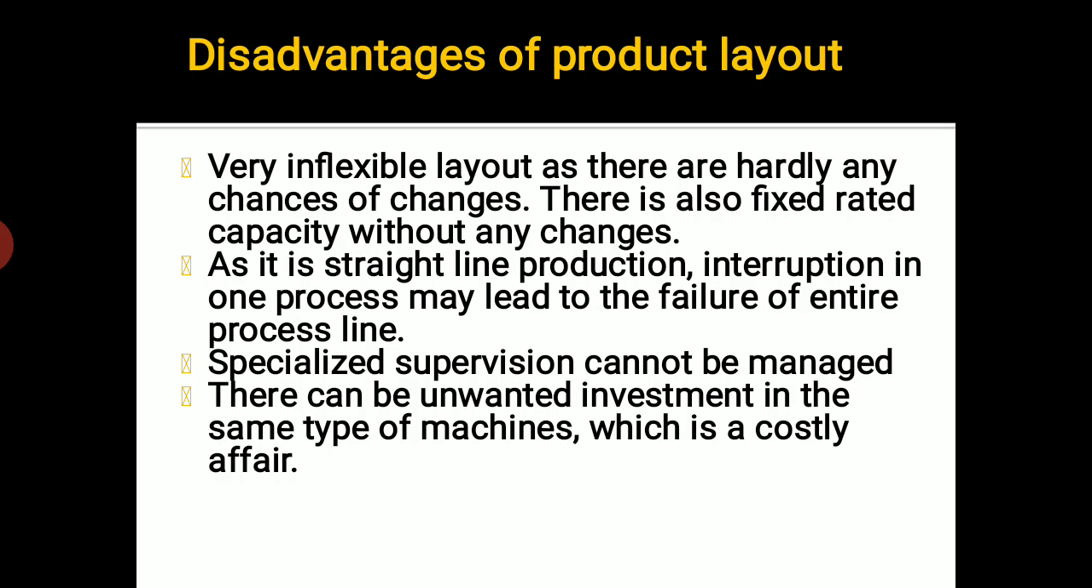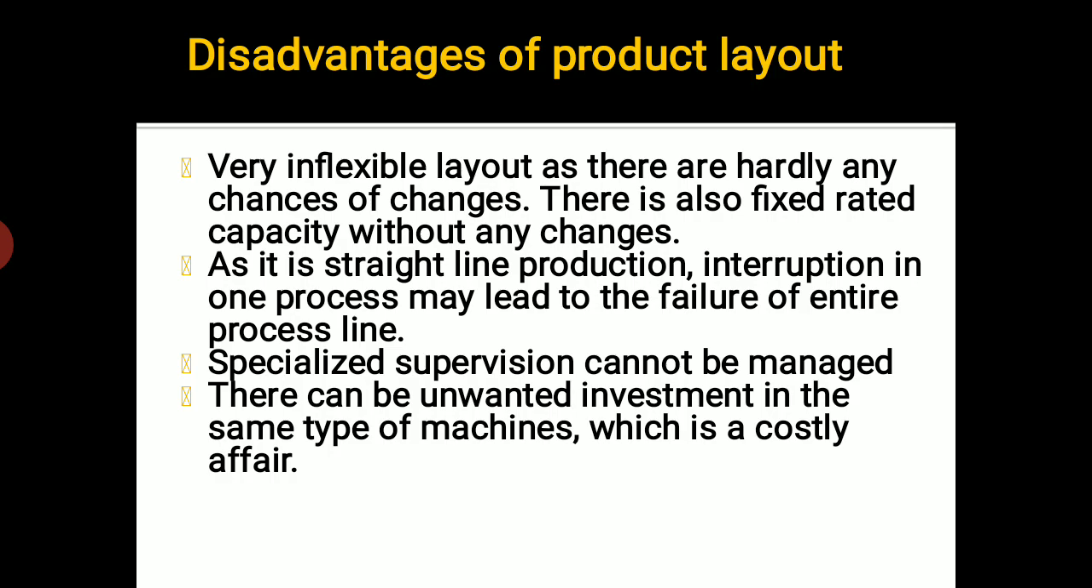You cannot change the layout every now and then. The flexibility is almost nil, or there is a high amount of rigidity. So fixed rated capacity is there, and without any changes you have to use the fixed rated capacity. Next disadvantage is, as it is straight line production, interruptions in one process may lead to the failure of the entire process line. This is a very important point to understand.